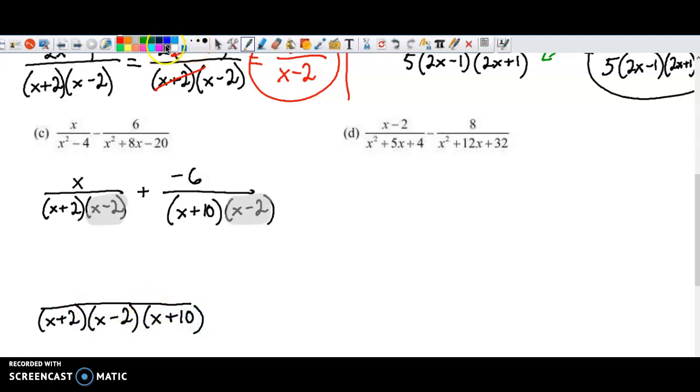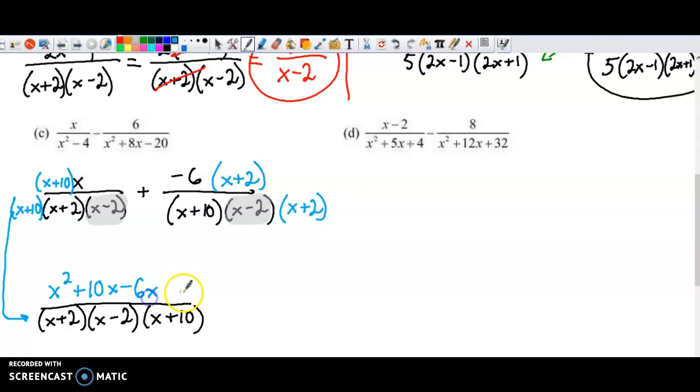So as I go to distribute, what do I need to distribute? Going from here to here, I need to add the x plus 10, so I have to multiply the top by x plus 10. And that's going to be, after distributing, x squared plus 10x. Same thing with the next one. I need to speed this along. I'm missing an x plus 2, so I've got to multiply the top by x plus 2. So that would be a minus 6x minus 12. And then combining like terms on that one, x squared minus 4x minus 12.